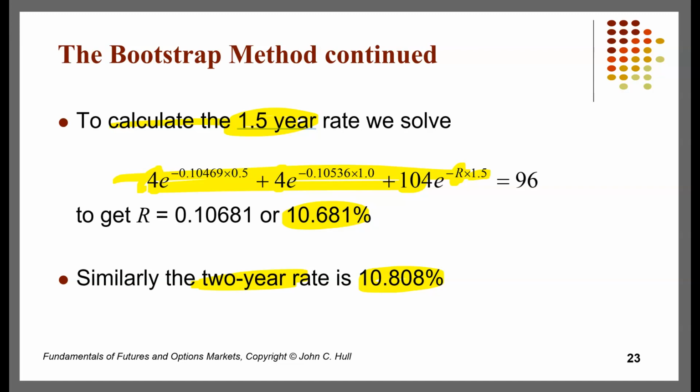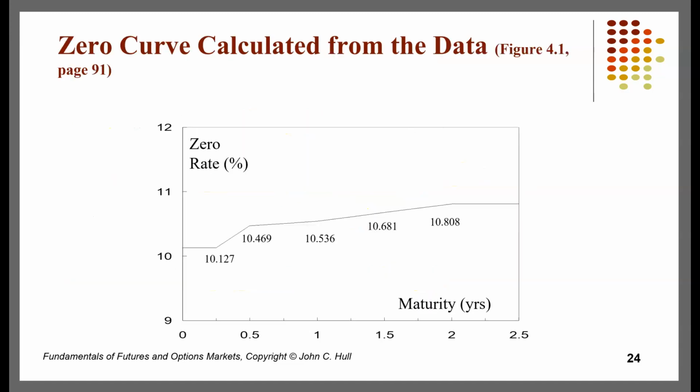And that's essentially our bootstrap. The curve would look something like this. Our curve would be the connection of all of those. So this would be 0.25 at 10.127, the half a year at 10.469, the 1 year at 10.536, and the 1.5 years at 10.68. The 2 years will be at 10.808%, and those are going to be at the zero rate.